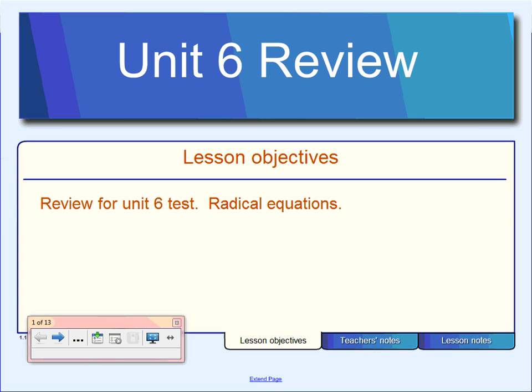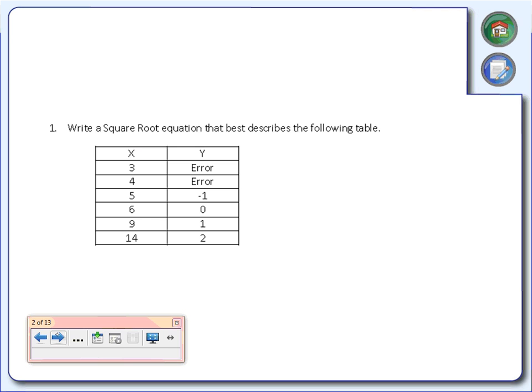All right, so let's go ahead and get started on the review. This is the Unit 6 review. The test will be on Wednesday, and this is what the first half of that test is going to look like. Okay, here we go.